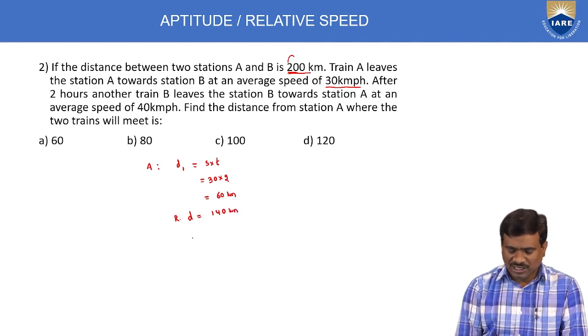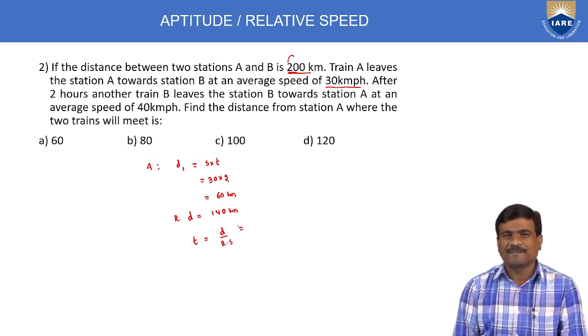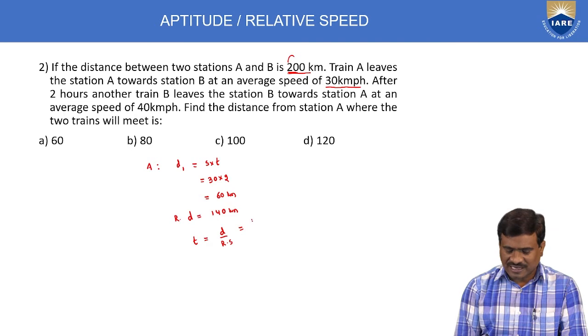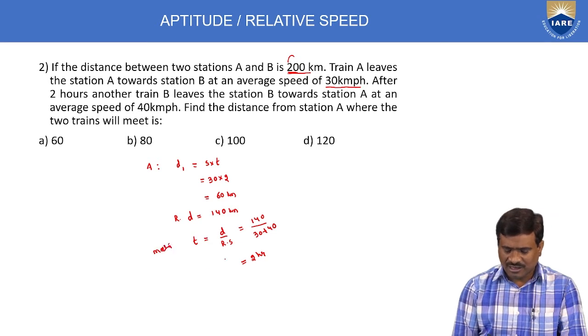In the 140 kilometers, find the meeting time. Time is equal to distance by relative speed. The distance is equal to 140. For opposite direction, the relative speed is the sum of the speeds, so 140 by 70 is 2 hours. After 2 hours they will meet. The meeting time is 2 hours.